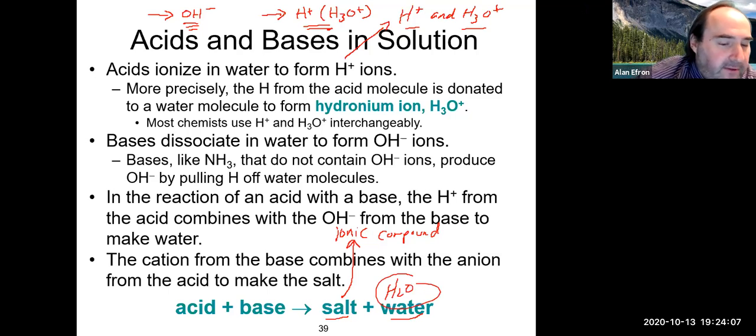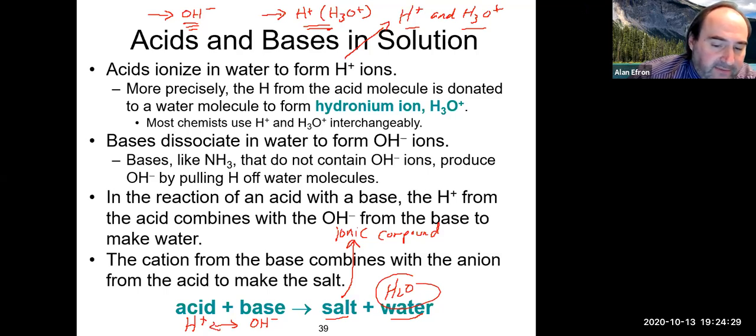And that is typically what you will always produce when you take a strong acid and a strong base together. The basis of that is that what makes something an acid is the H+ that it can give away, and what makes something a base is the OH-. And that's where our water comes from.